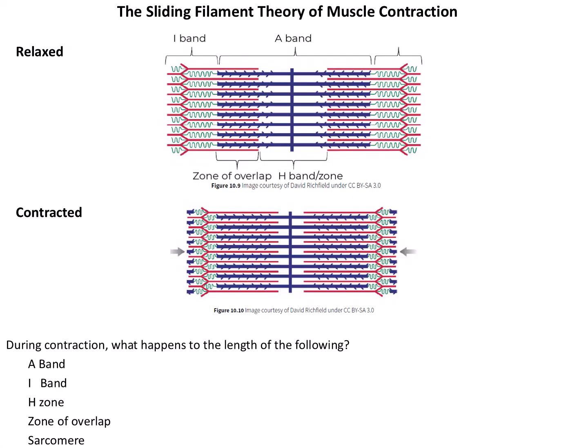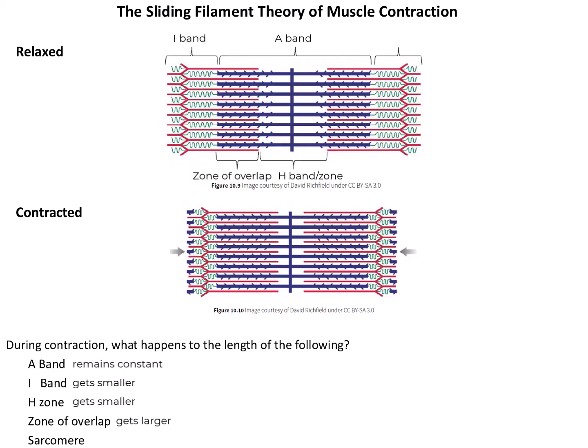In contrast, here is a sarcomere in a contracted muscle. What has happened to the size of the I band, A band, H zone, and zone of overlap? Notice that as the sarcomere shortens during contraction, the A band remains constant, the I band gets smaller, the H zone gets smaller, and the zone of overlap gets larger.